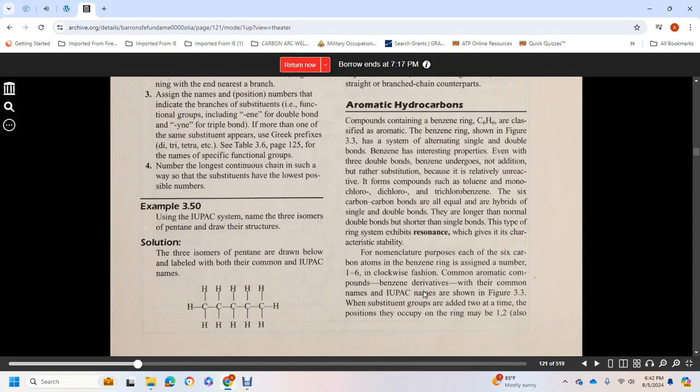Aromatic hydrocarbons are compounds containing a benzene ring, C6H6, classified as aromatic, with the benzene ring shown in Figure 3.3. The system has alternating single and double bonds. Benzene has an interesting property: even with three double bonds, benzene undergoes no addition but rather substitution, because it is relatively unreactive. It forms compounds such as toluene and monochloro, dichloro, and trichloro benzene. The six carbon bonds are equal hybrids of single and double bonds. They are longer than normal double bonds but shorter than single bonds. These ring systems exhibit resonance, which gives them characteristic stability.